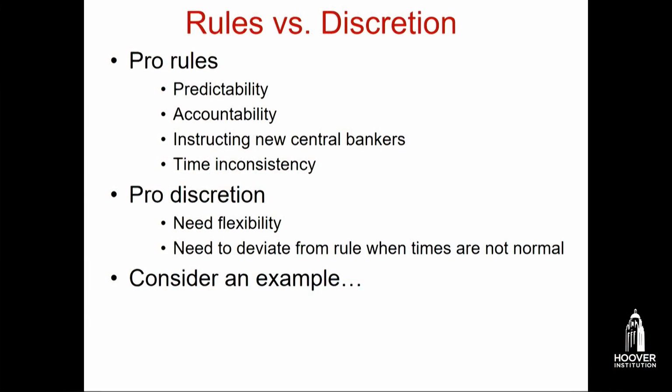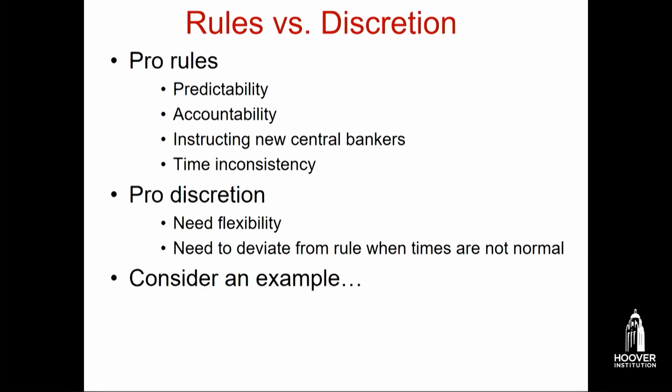So this debate about discretion versus rules, accountability, has gone on for many years in economics. Milton Friedman wrote much about that. And there are people who are in favor of rules. That's people like me, because rules are predictable. There's more accountability if central banks are following rules. It's easier to tell new central bankers what to do. Many people are appointed to be governors of central banks. They've never been involved in monetary policy before, but this helps explain what to do.